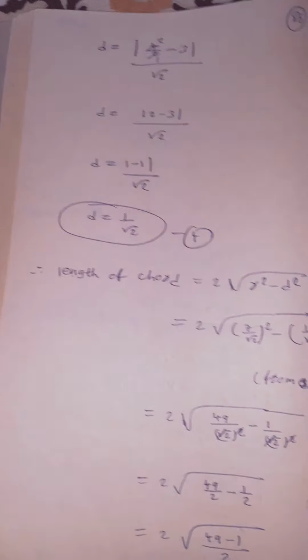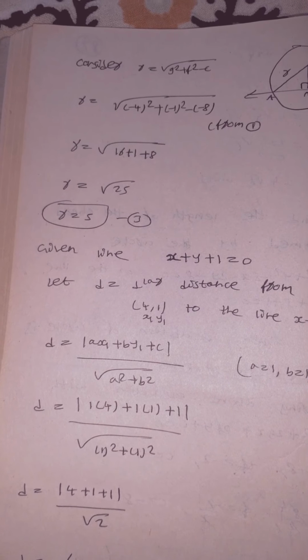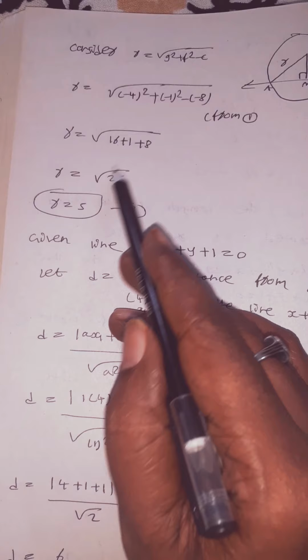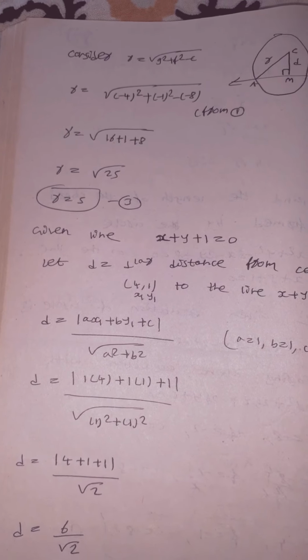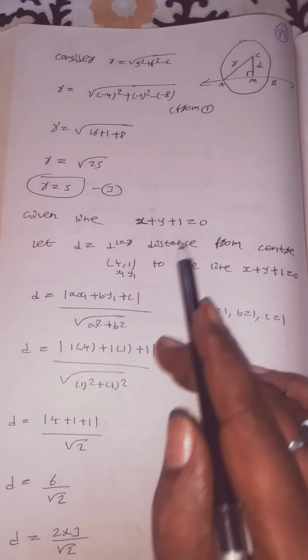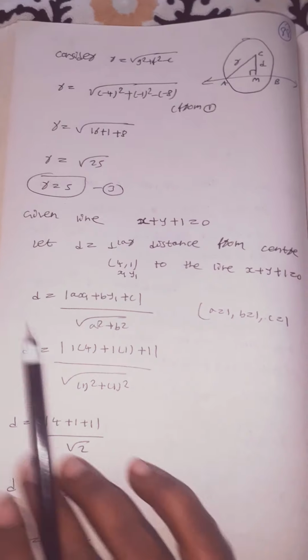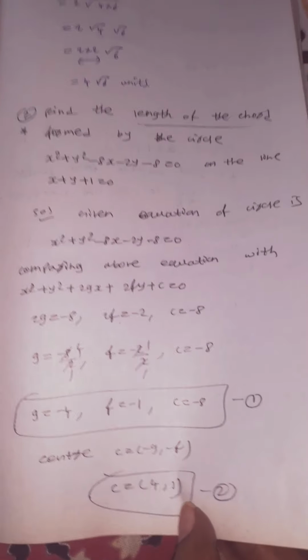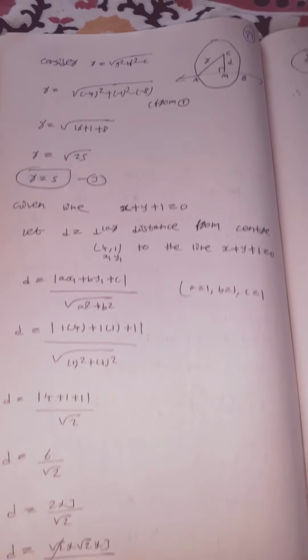From where did we get these values, children? From equation number 1. So 4 square is 16, 1 square is 1, minus into minus is plus. So 16 plus 1 is 17, 17 plus 8 is 25. So root 25 means 5. Equation number 3 is the given line x plus y plus 1 equal to 0. So let d be the perpendicular distance from the center. The center, how much did we get, children? 4 comma 1.